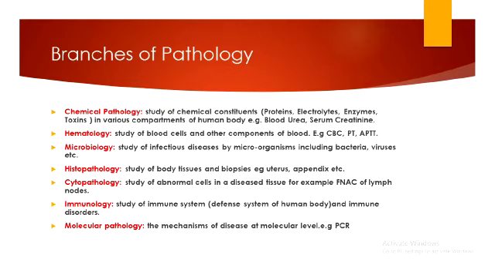Branches of pathology. First is chemical pathology, which means the study of chemical constituents like proteins, electrolytes, enzymes, and toxins in various human body compartments, for example, blood urea, serum creatinine. Then is hematology, which is the study of blood cells and other components of blood, for example, CBC, peripheral smear, PT, APTT.